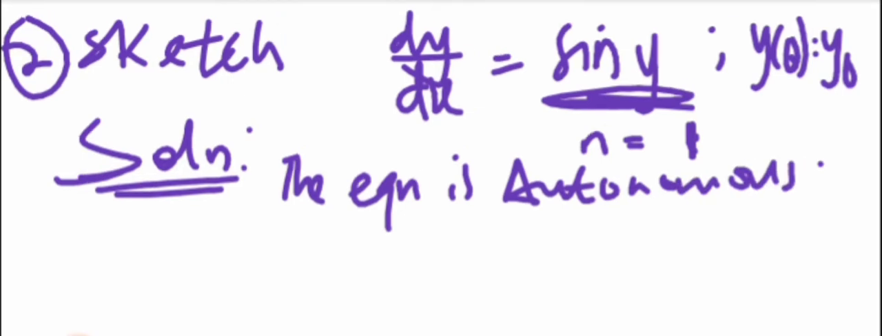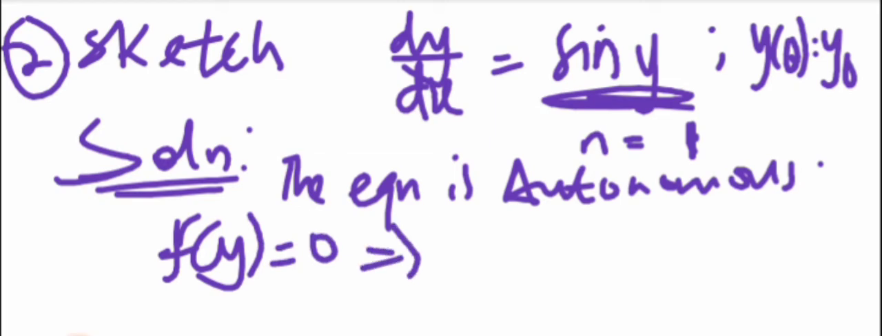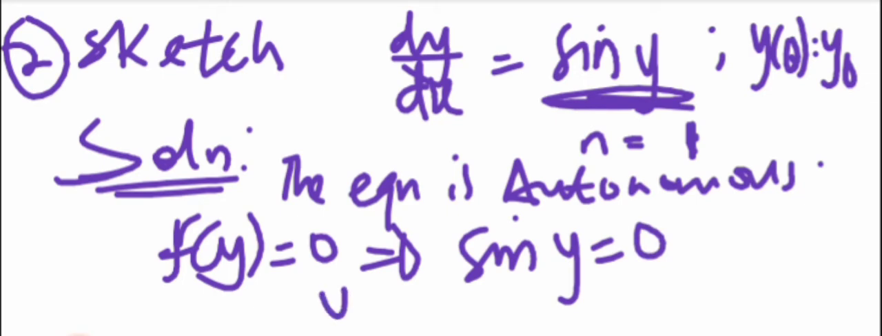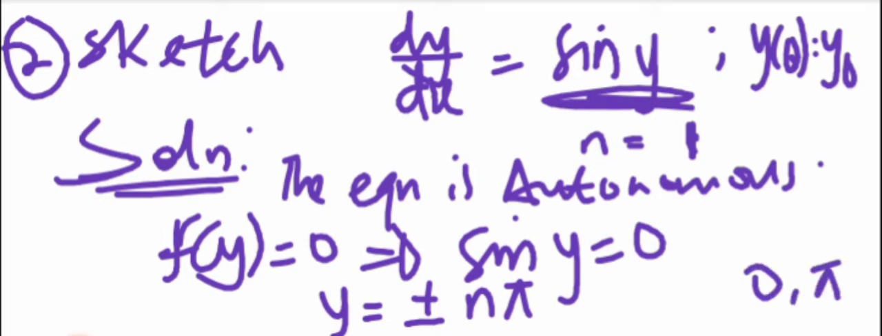What do we do next? Find where f of y is equal to 0. So this implies that sine y is equal to 0. And when is sine y equal to 0? When y is equal to plus or minus n pi. What does this mean? Sine 0 is 0, okay? Sine pi is 0. Sine minus pi is 0. Sine 2 pi is 0. If you keep going and keep going, you have many points.